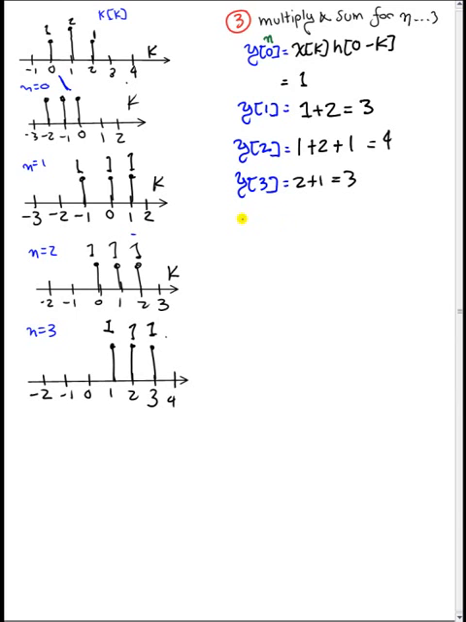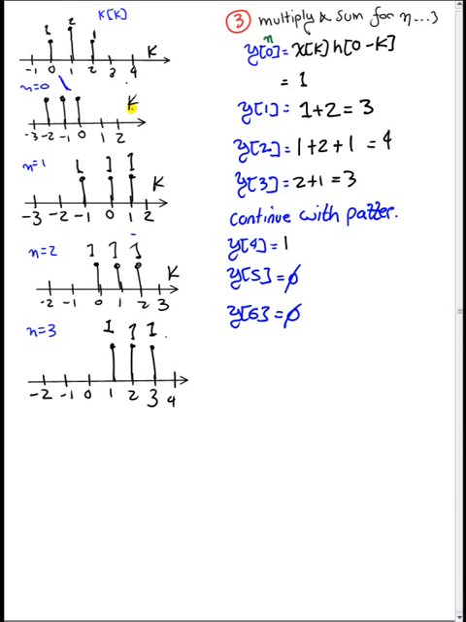And then just continue with the pattern, right? Let's see what's going on. You can just keep flipping to the right in your head and seeing which ones are going to overlap. If you do that, you're going to see that y4 is going to be equal to 1, and then y5 will be equal to 0, and then y6 is equal to 0. So hey, that's nice, because now let's go ahead and plot this.